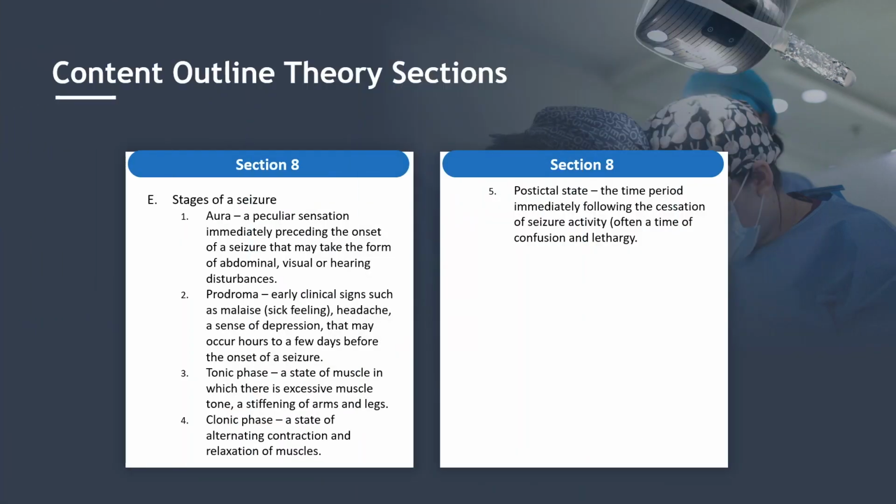Stages of a seizure. Aura, a peculiar sensation immediately preceding the onset of a seizure that may take the form of abdominal, visual, or hearing disturbances. Prodroma, early clinical signs such as malaise, which is a sick feeling, headache, sense of depression. They may occur hours or days before the onset of a seizure. Tonic phase, a state in which there is excessive muscle tone, a stiffening of arms and legs. Clonic phase, a state of alternating contraction and relaxation of muscles. Postictal state, the time period immediately following the seizure activity, often a time of confusion and lethargy.